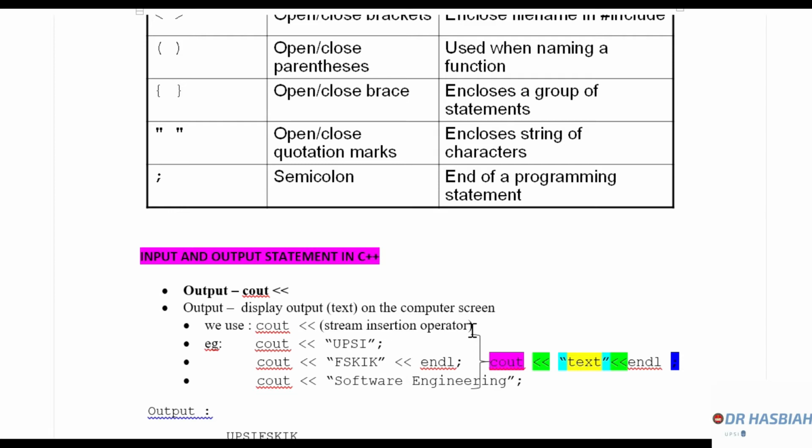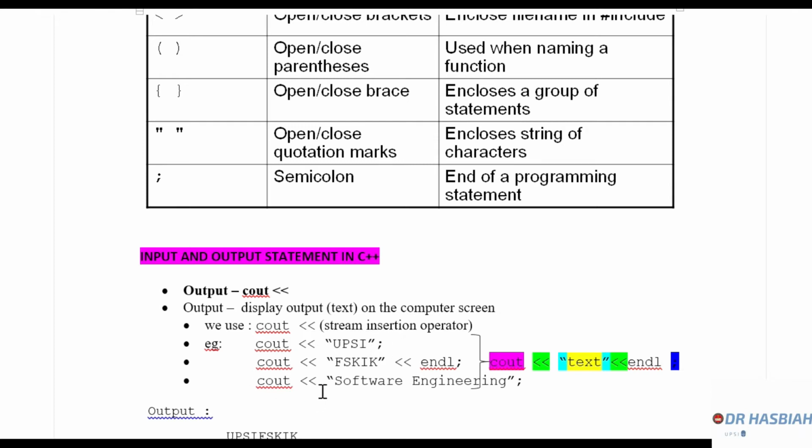So we use the cout here, cout, and then the double bracket here. For example here, cout, and then I have the double bracket, open and close double quote, and between open and close double quote I have the word oopsie, and then semicolon. So we want to display the word oopsie on the screen, so we put the word oopsie between open and close double quote.